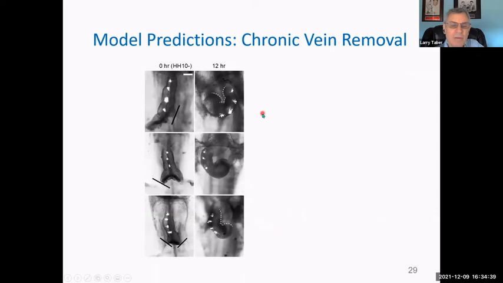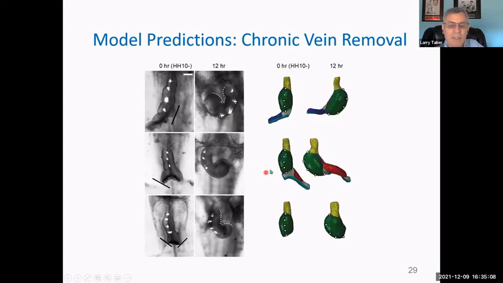And then we tested the predictive capability of the model during the period of C looping, during morphogenesis. In this experiment, labels were put on the midline, again to visualize rotation. Then either the left vein, the right vein, or both veins were cut, and the heart was cultured for 12 hours to see what happened. The labels moved to indicate the rotation. We simulated the experiment with the model.